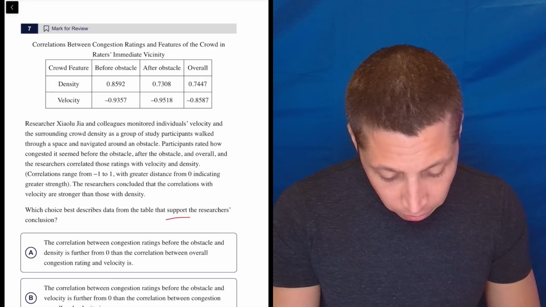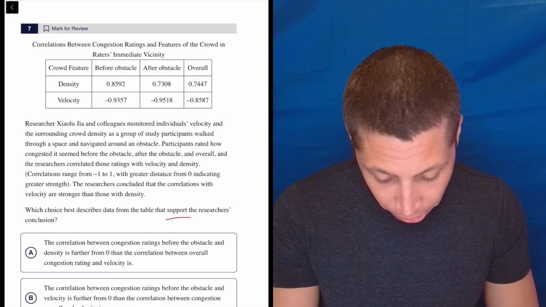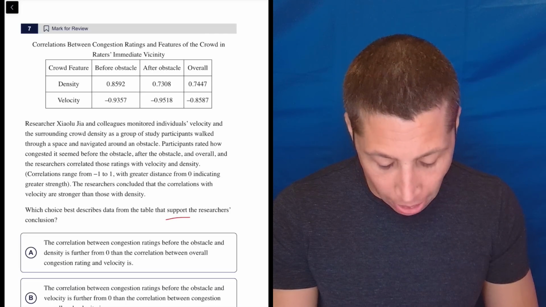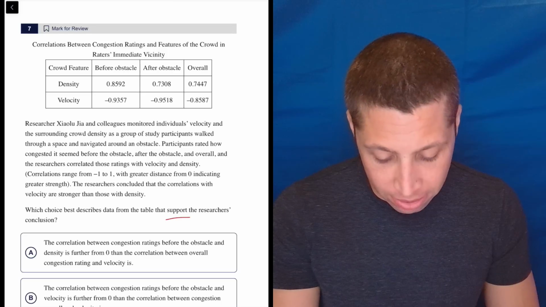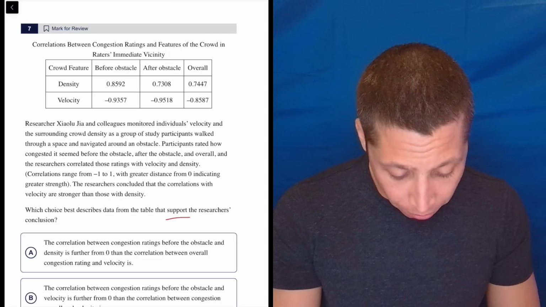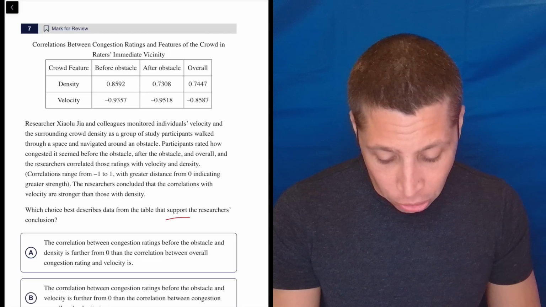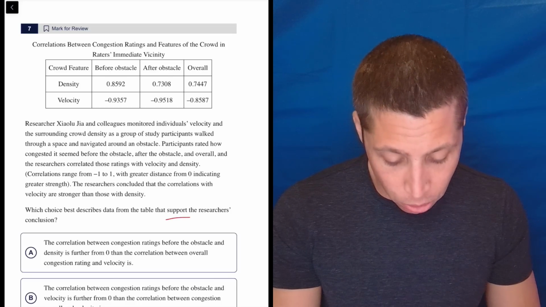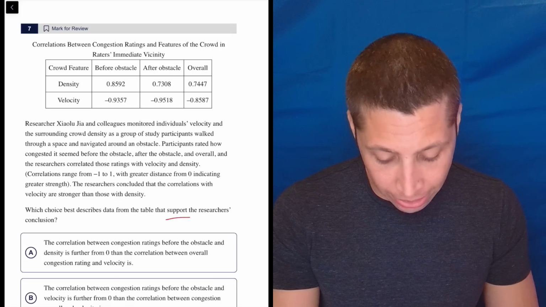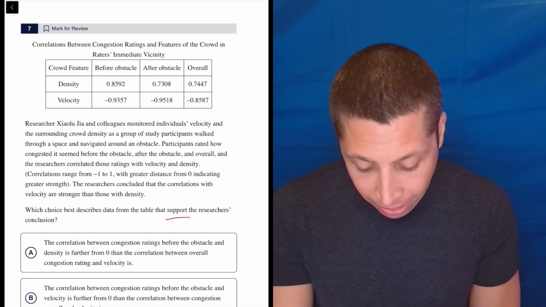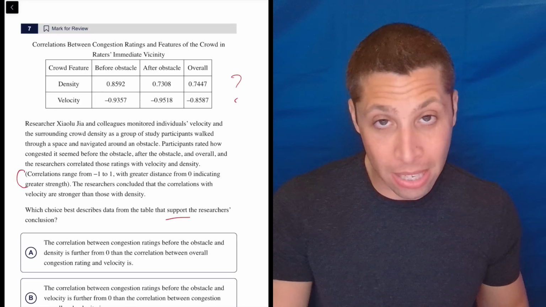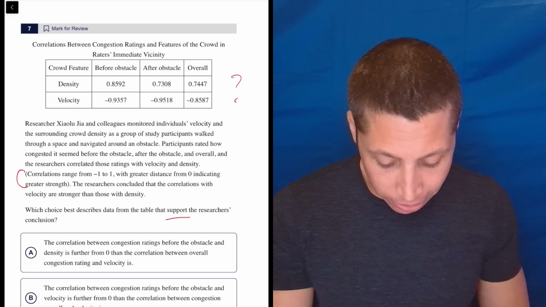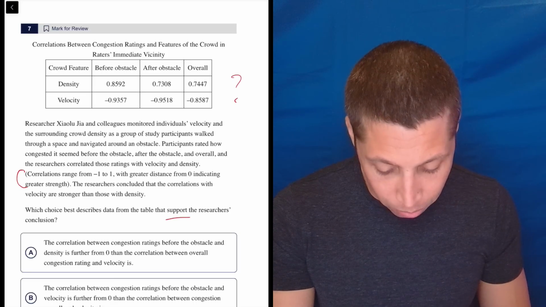These people monitored individuals' velocity and the surrounding crowd density as a group of study participants walked through a space and navigated around an obstacle. Participants rated how congested it seemed before the obstacle, after the obstacle, and overall, and the researchers correlated those ratings with velocity and density. Correlations range from -1 to 1, with greater distance from 0 indicating greater strength. Literally, that's it. I have no idea what any of this stuff means, but they told me what it means, right?